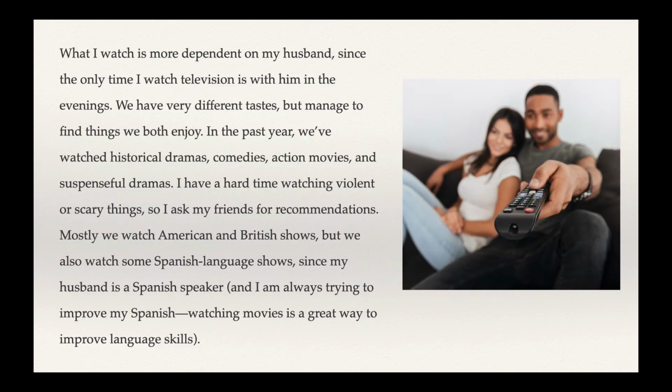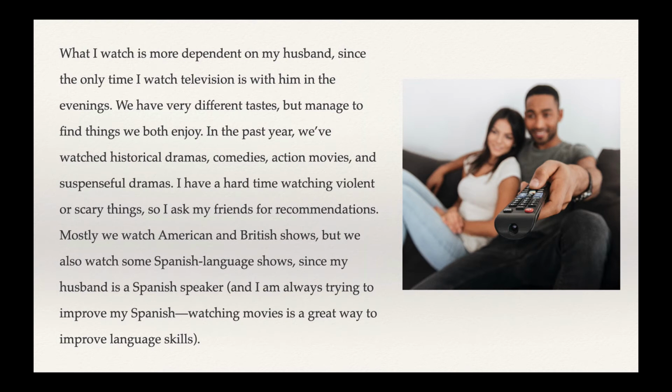What I watch is more dependent on my husband, since the only time I watch television is with him in the evenings. We have very different tastes, but manage to find things we both enjoy. In the past year, we've watched historical dramas, comedies, action movies, and suspenseful dramas. I have a hard time watching violent or scary things, so I ask my friends for recommendations.